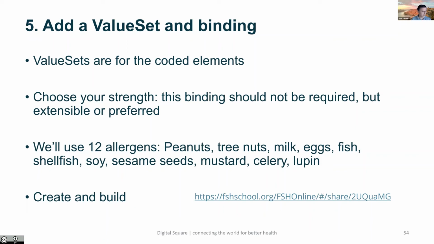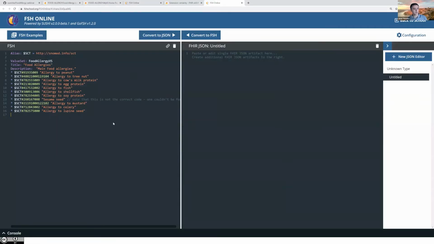I took this from, I think, Wikipedia or some other website. There was also the allergy to gluten, but gluten is not an allergy, so I excluded that. And as you can guess, creating a value set is also a technical thing, so it most likely can be done in SUSHI, and here it is.